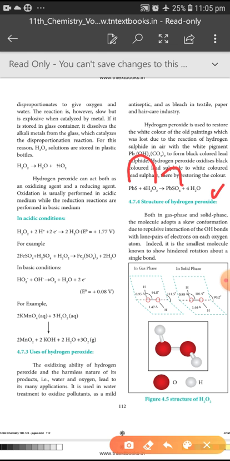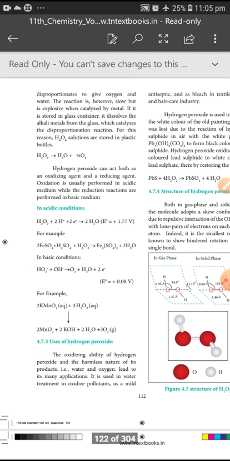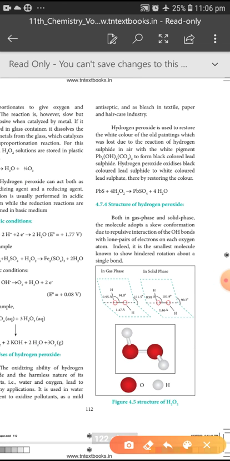Next, let me learn the structure of hydrogen peroxide. Hydrogen peroxide in the gas phase and solid phase, the molecule adopts a skew conformation. Molecules in skew conformation look like this. Okay, so that is the gaseous form and solid form.